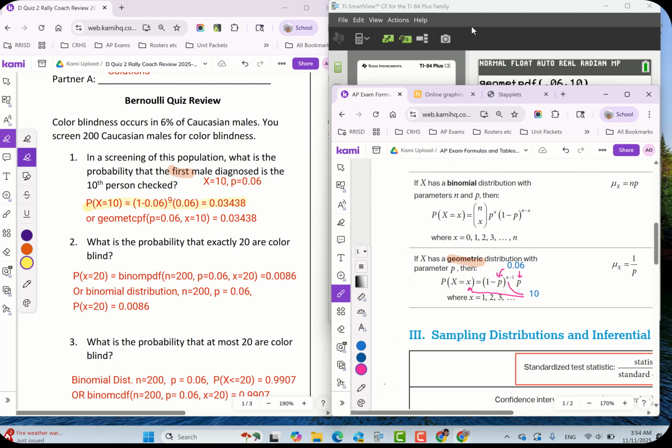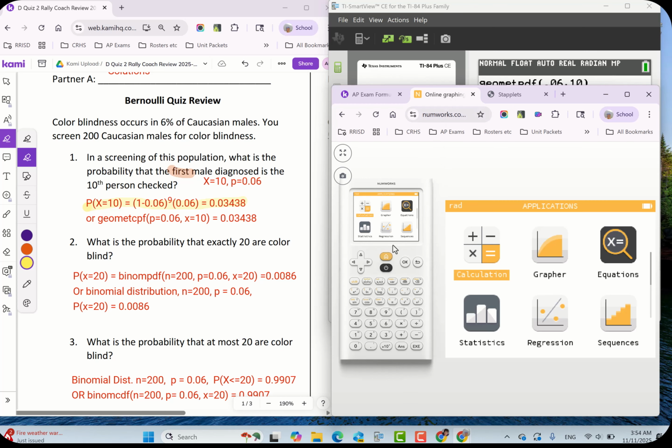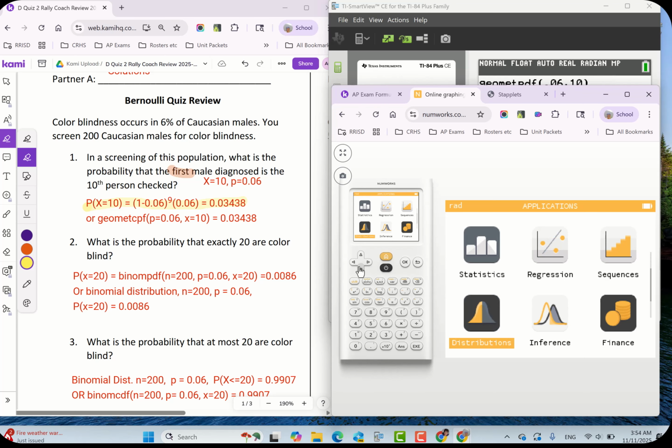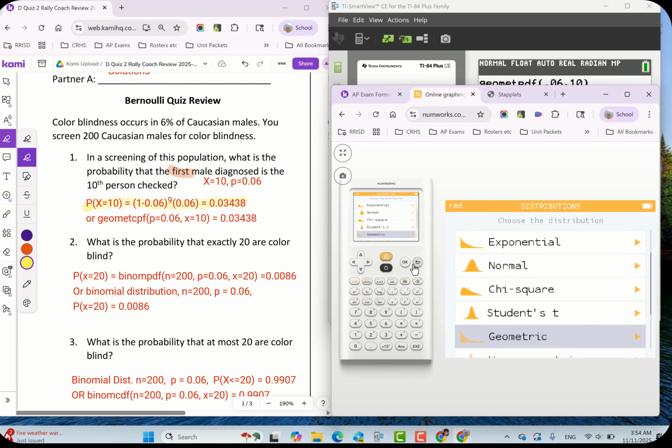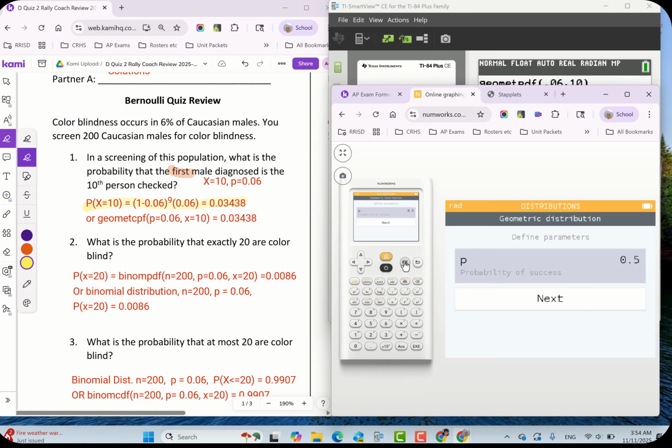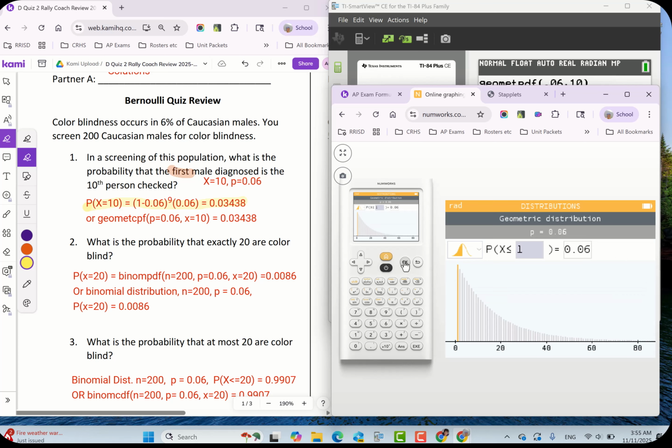That looks the same. Now let's go and we're going to play with the numworks calculator. And we're going down to distributions as well. All right, hit OK. And this is geometric. They do have geometric on here. It is a little further down, but it's not too far down. And then we're going to put in 0.06. All right, notice it doesn't even give me an n.